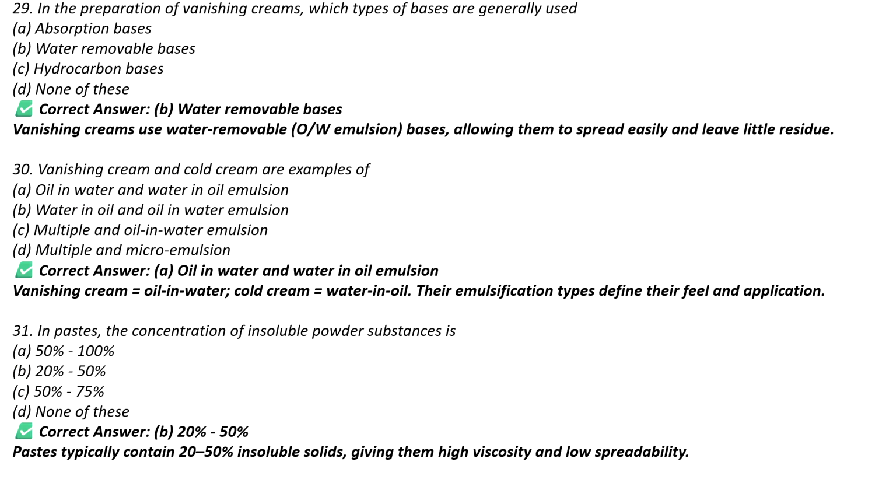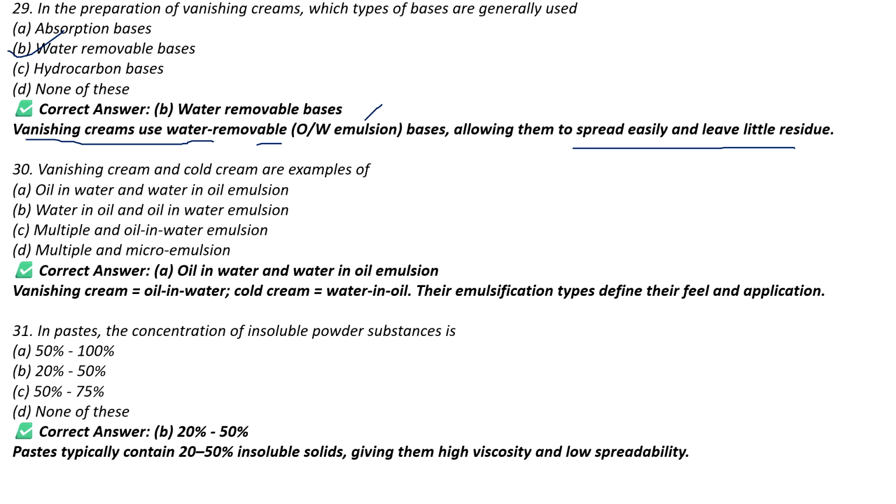In the preparation of vanishing creams, which types of bases are generally used? And the options are absorption bases, water removable bases, hydrocarbon bases, or none of these. So vanishing creams use water removable bases, that is oil in water emulsions, which allows them to spread easily and leave little residue. So we can say option B, that is water removable bases, are typically used when we are preparing vanishing cream. Moving on to the next question. Vanishing creams and cold creams are examples of.